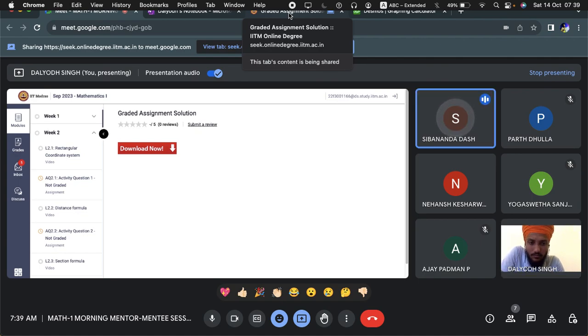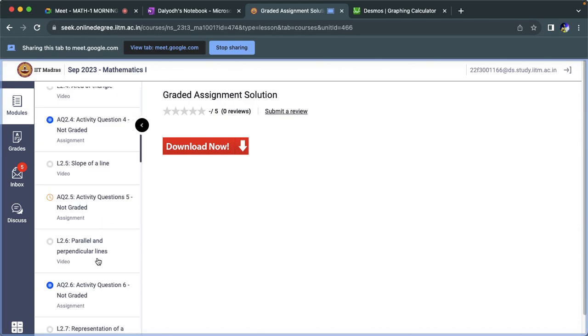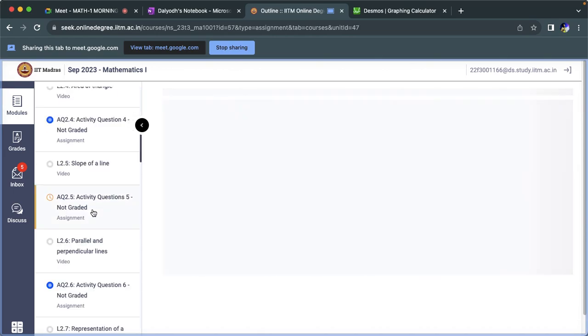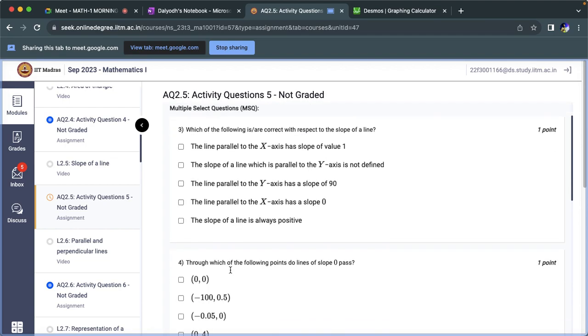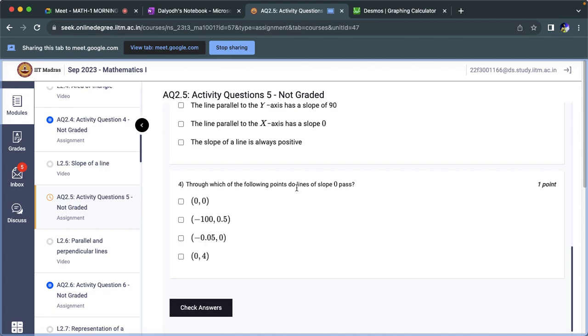Yeah, there was a question in week 2, 2.5. Actually, I'm a bit confused in the options, if you can tell me. Question number 4, actually. Through which of the points do the lines of slope zero pass? So I'm confused with option 2 and 3. I think it passes from slope zero, right?